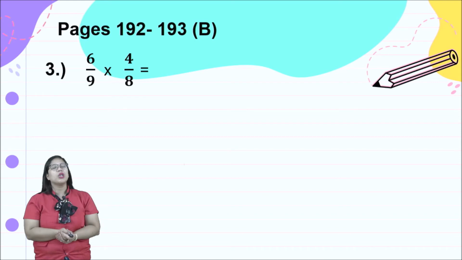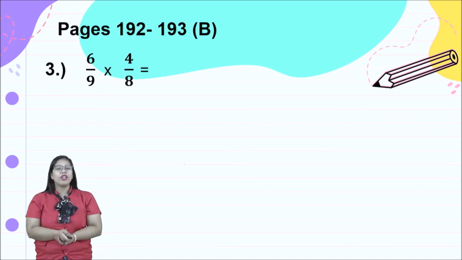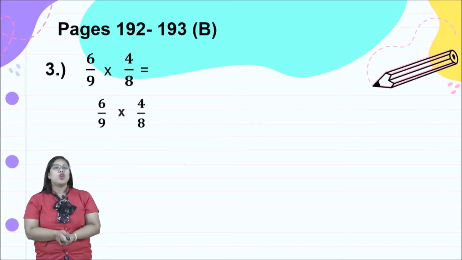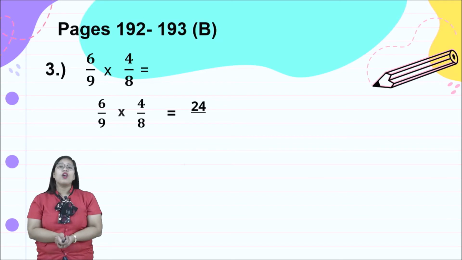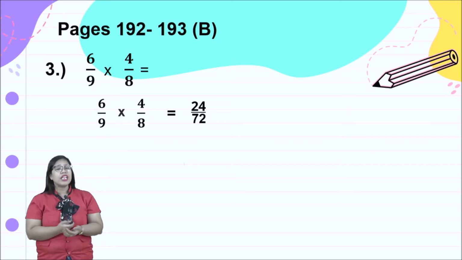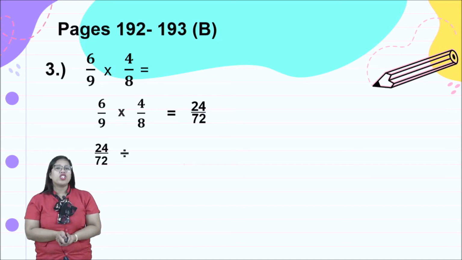So our given in number 3 is 6 over 9 times 4 over 8. So again, we need to multiply the numerator, and our numerator for number 3 is 6 times 4. So 6 times 4 is 24. And 9 times 8 is 72. And as you can see, kids, 24 over 72 can be expressed in lowest term by dividing it by the GCF, which is, very good, 24.